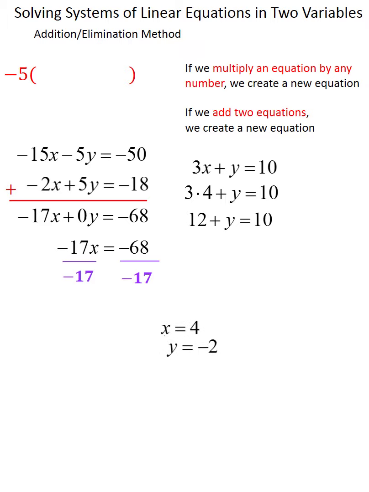And now that I know that x is 4 and y is negative 2, I simply put my answer in an ordered pair, and I've solved the system of equations.